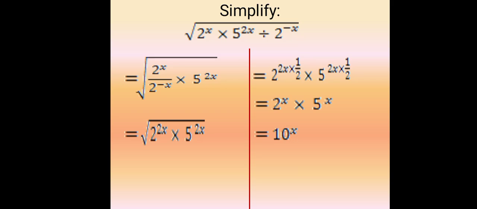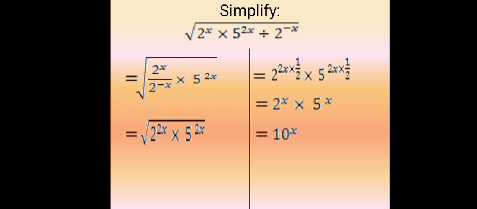Now 2^x divided by 2 to the power of negative x: dividing by 2 raised to the power of negative x is the same as multiplying by 2 raised to the power of x. When you multiply numbers raised to powers, you add the powers. So you add x plus x, so that you have 2 raised to the power of 2x multiplied by 5 raised to the power of 2x.